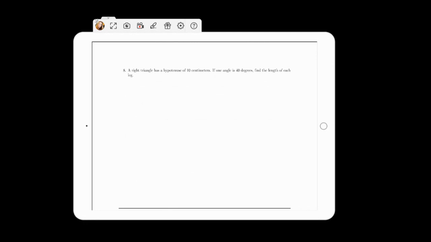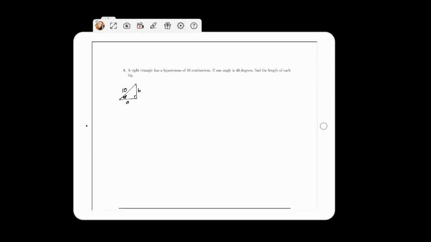Okay. So in this question, we are given a right triangle. So I'm going to start with the right triangle. And I'm given that it has a hypotenuse of 10 centimeters. We're given that one angle, we don't know which one, is 40 degrees, and we're going to find the length of each leg. So we could call them, say, A and B. So I'm going to find both A and B. All right, let me try to find B first. Then we can do something similar to find A.